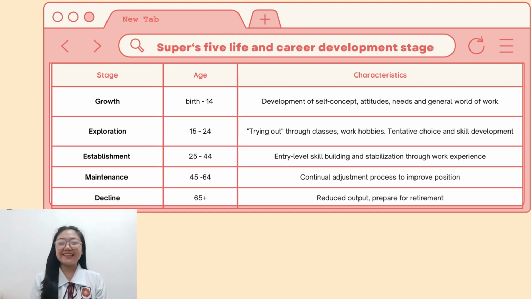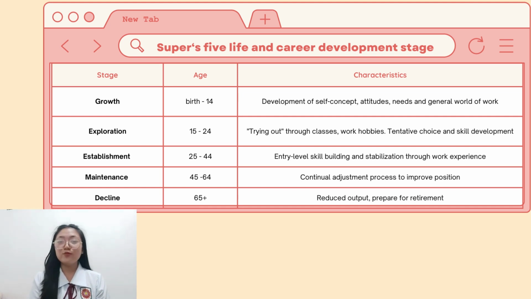Super's 5 life and career development stages. The 5 stages are growth, exploration, establishment, maintenance, and decline. The first one is growth. At the age of birth to 14, development of self-concept, attitude, needs, and general world of work.